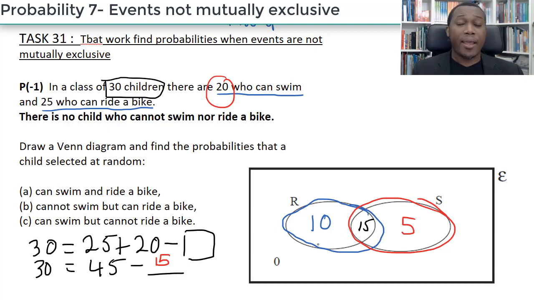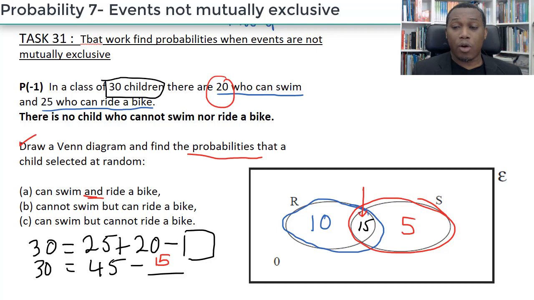You need to construct it and then go through that logical thinking process we've just gone through to get the numbers in. Now that we have the numbers, we've done this bit, tick, we've drawn the Venn diagram, we can use it to answer the questions. It's asked me to find probabilities. That means it is one of my answers. So can swim and ride a bike. That's in the middle. Is the answer going to be 15 then?